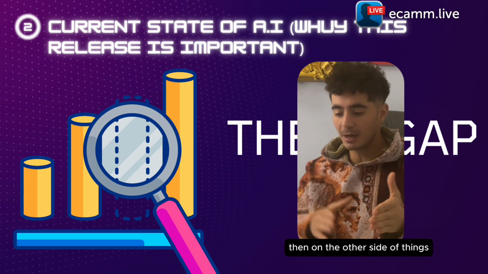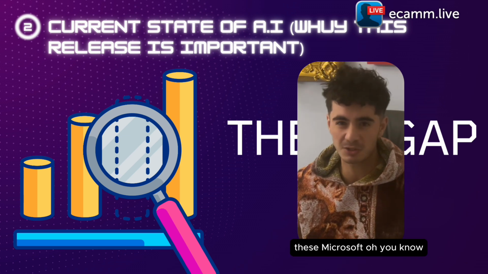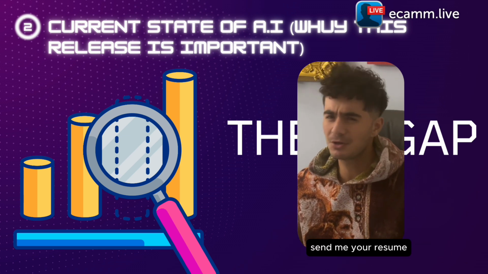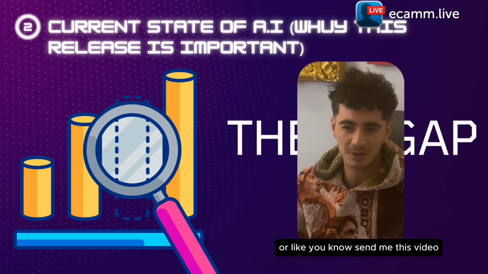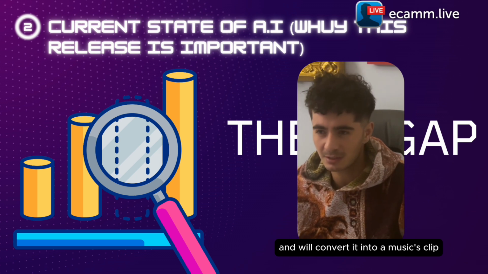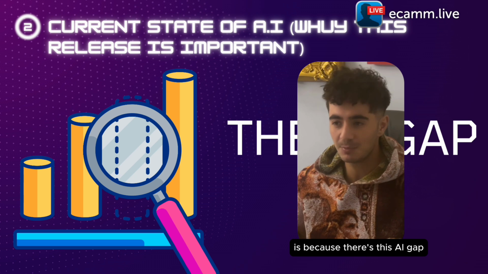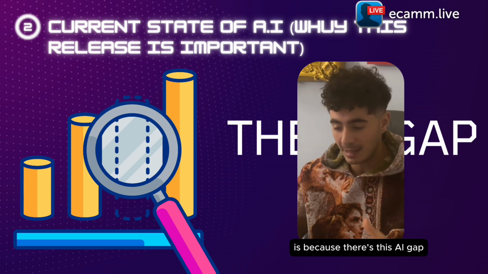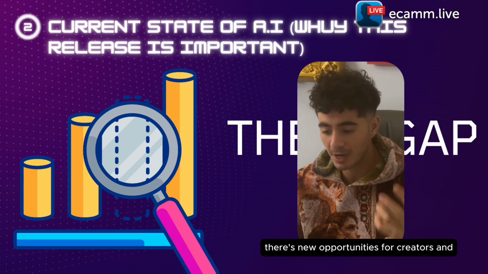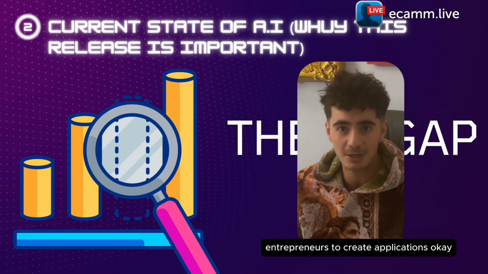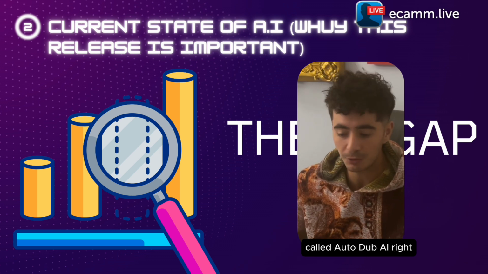Then on the other side of things are these micro applications, these micro SaaS. Oh, send me your resume and I'll upload it to 1,000 different people, or send me this audio clip and we'll convert it into a music clip, whatever, right? The reason why these things are always taking off is because there's this AI gap. When these new models get released, there are new opportunities for creators and entrepreneurs to create applications. An example of that is a company that I'm starting called Autodub AI.